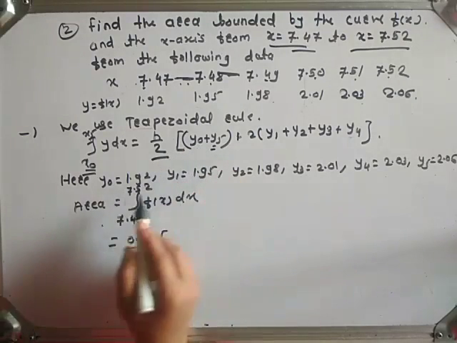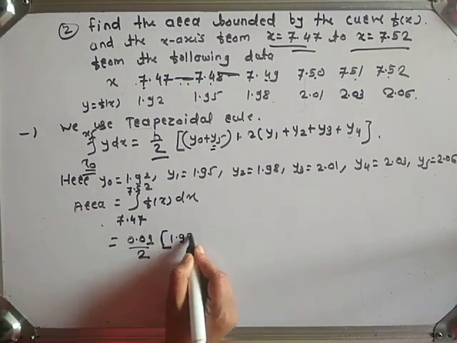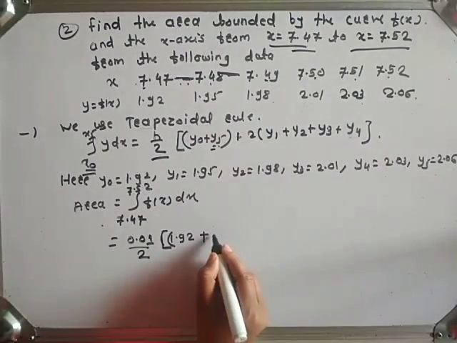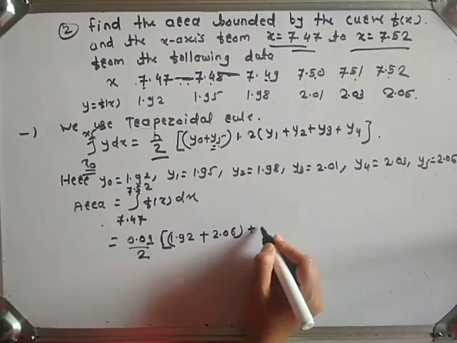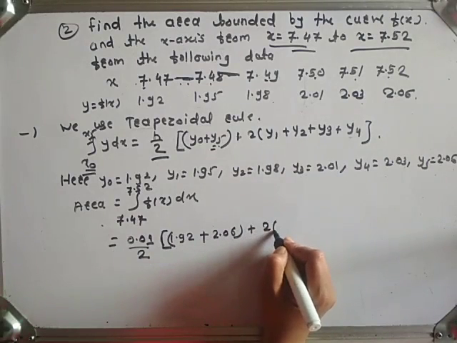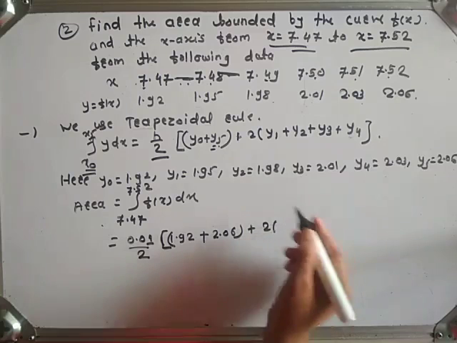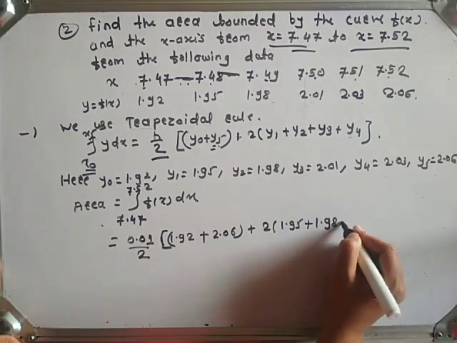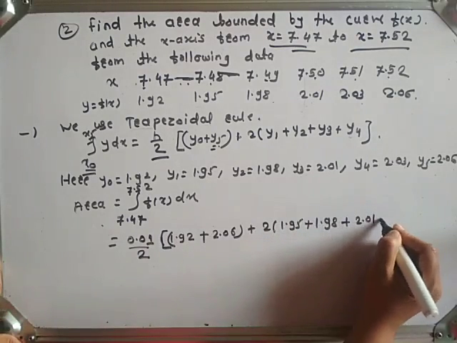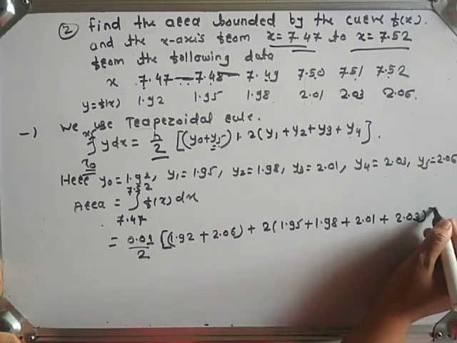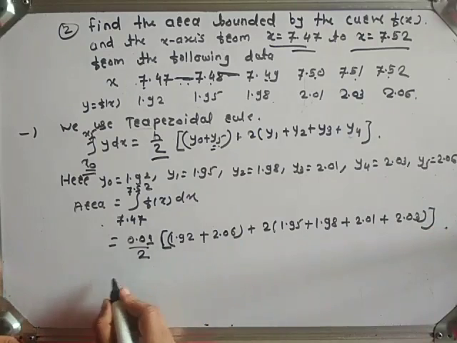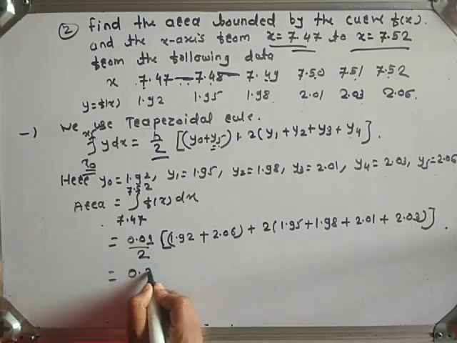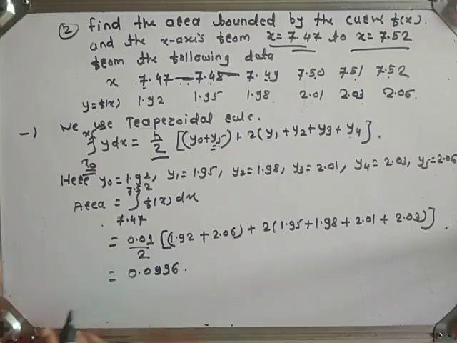Now see, what is the value of y0? y0 is 1.92 plus y5 is 2.06 plus 2 into, what is y1? y1 is 1.95 plus y2 is 1.98 plus y3 is 2.01 plus y4 is 2.03. Okay. Now calculate this on the calculator. You will get the answer 0.0996. Okay.